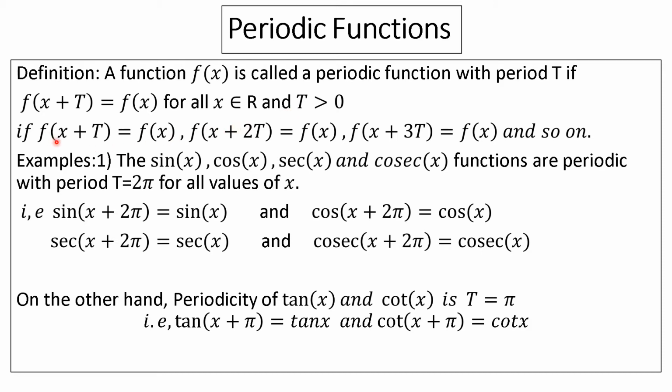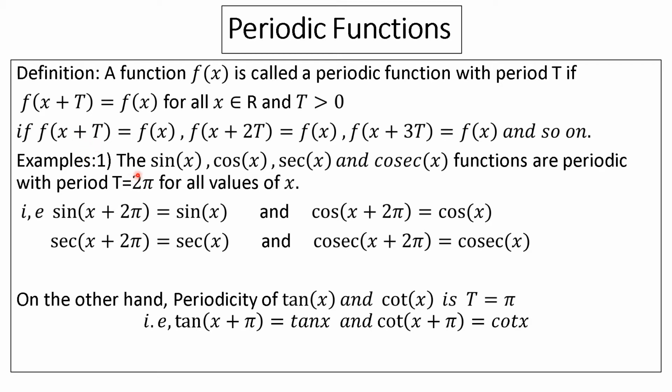A period is not unique, since if f of x plus t is equal to f of x, then f of x plus 2t is equal to f of x, and then f of x plus 3t is equal to f of x, and so on, isn't it? That is, every integer multiple of a period is again another period. The smallest such t is called the fundamental period of the given function f.